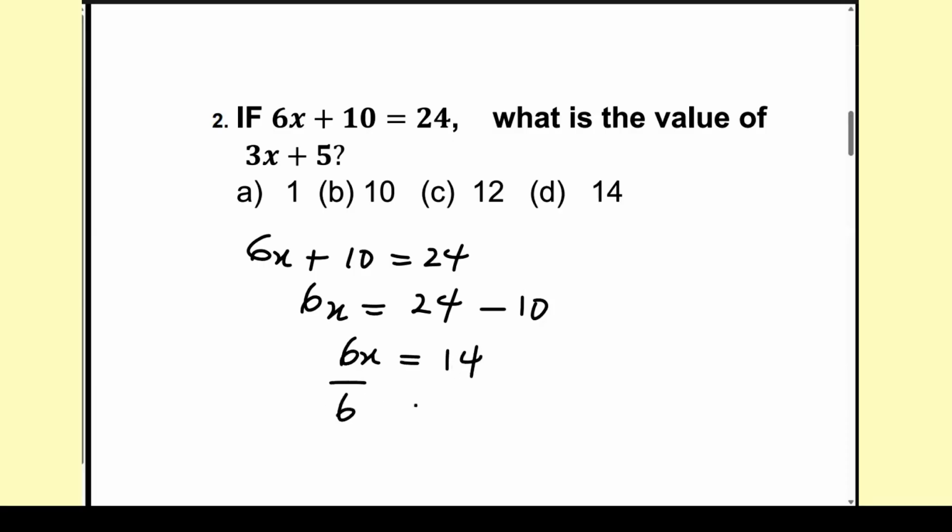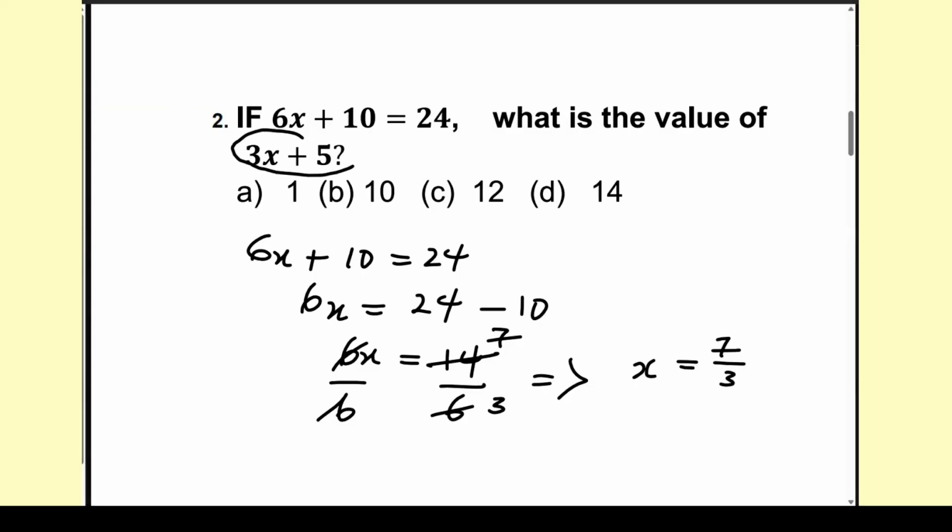We divide both sides by 6. This 6 goes, this 6 goes, and we have x as 14 over 6. Let's find a number to reduce this. 2 goes into 14 gives us 7, and 2 goes into 6 gives us 3. So we have 7 over 3 as the value of x. But mind you, the question said we should find this, not exactly the value of x.